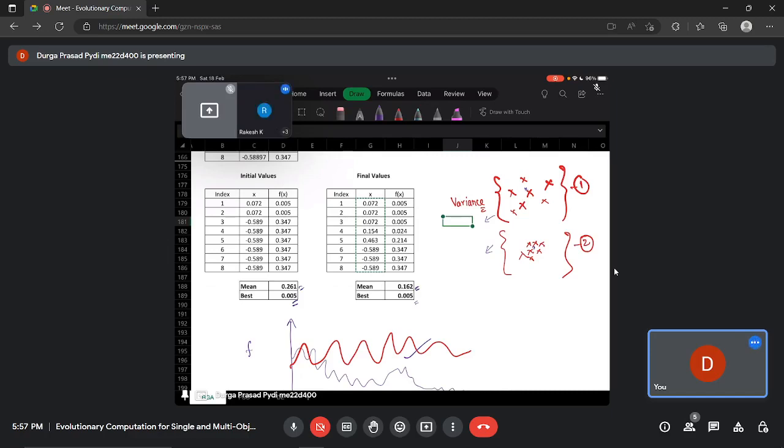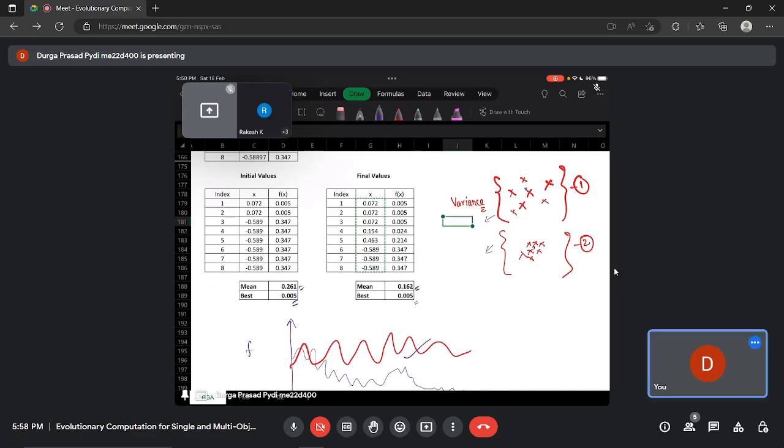Clear? Will this variance be a vector or a single value? No, in this particular case, it is a single value, because I have considered only a one-dimensional variable for our particular example. If you have a multi-dimensional problem, then you have several variances.